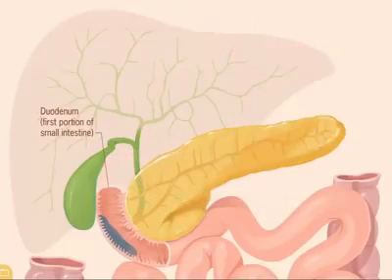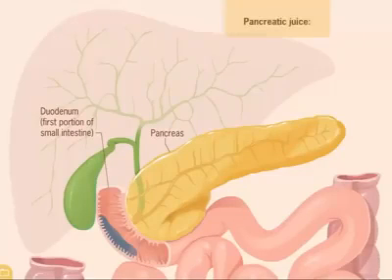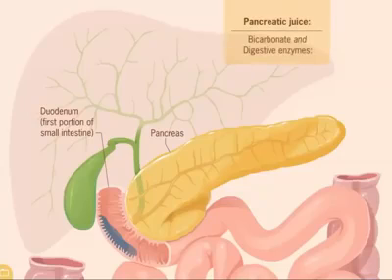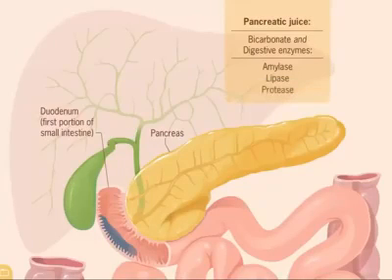The process of digestion causes neural and hormonal stimulation of the pancreas to release pancreatic juice. Specialized pancreatic cells produce the pancreatic juice. The juice contains digestive enzymes and bicarbonate. The major digestive enzymes are amylase, which digests carbohydrates, lipase, which digests fats, and protease, which digests proteins.